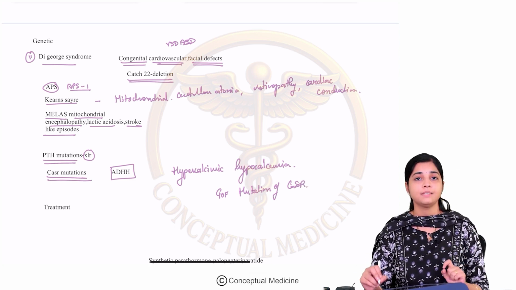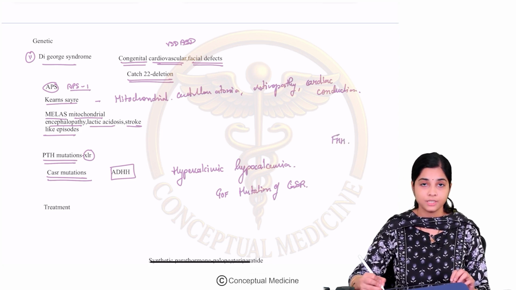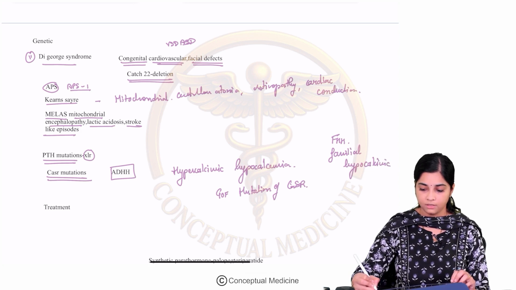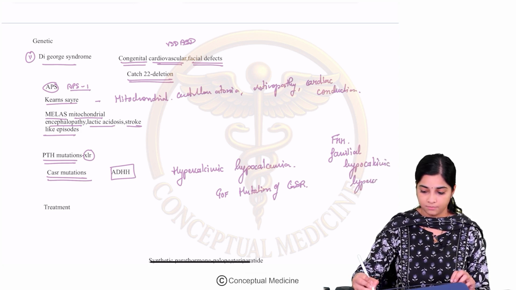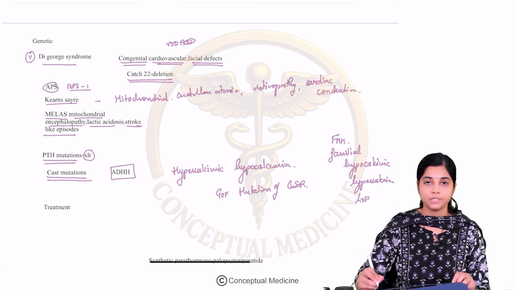Okay, so we had seen the exact opposite of this, which is your FHH. FHH is familial hypocalciuric hypercalcemia. Right? So here you have a loss of function mutation of CASR.